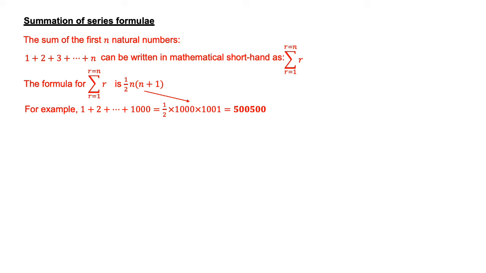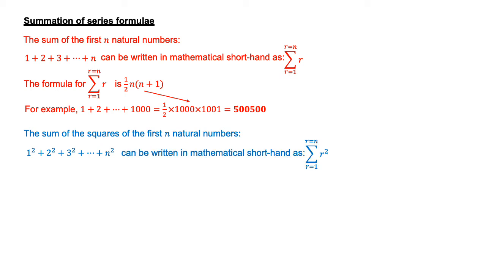Right, for the sum of the squares of the first n natural numbers, which is that. Now, if you can think, how would I write that using sigma notation? Well, the only difference is I've now got an r squared. So hopefully now you've seen this, it should sort of make sense how the notation works. So for this, again, there is a formula that we use. And the formula is that, interestingly.